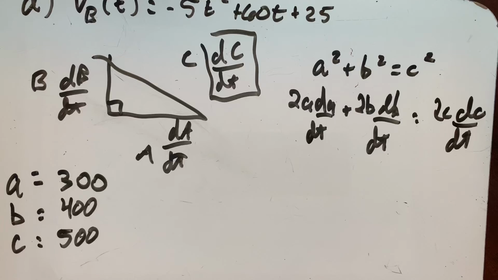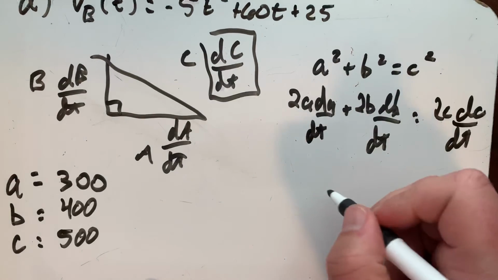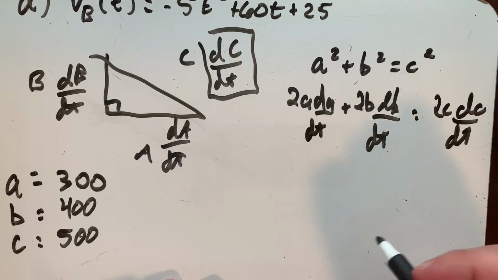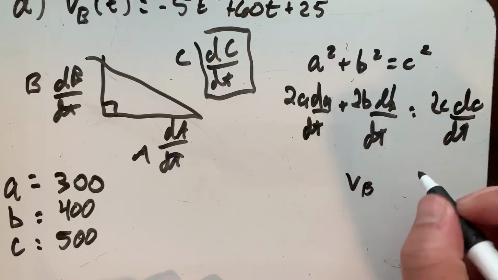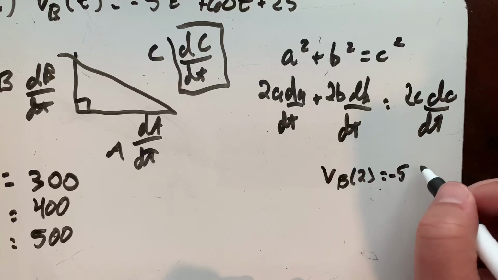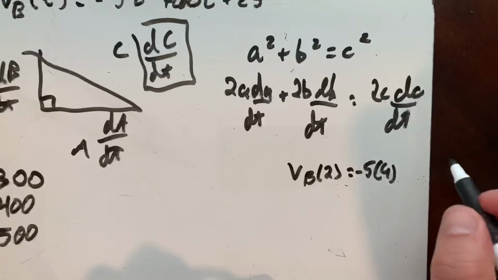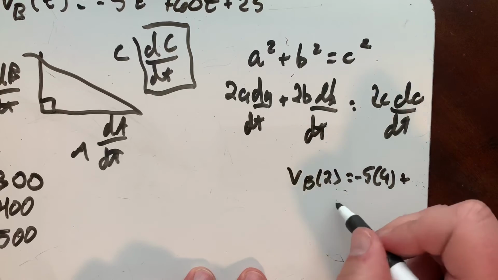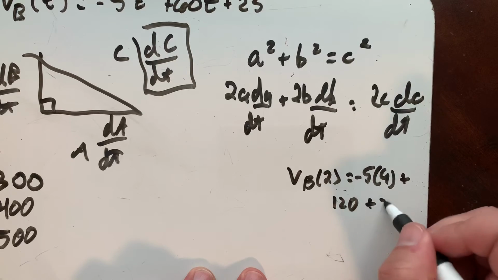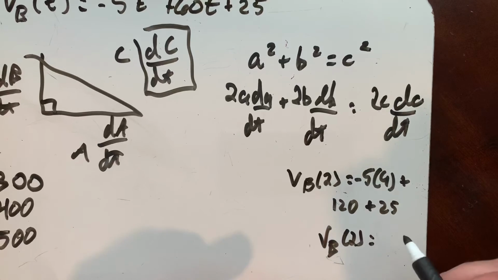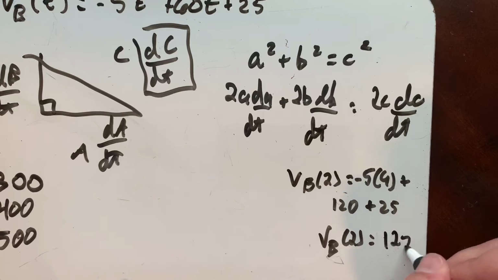Okay. So let's plug in 2, is it 2 or 5? 2. So let's plug a 2 into v_B(2). So that's going to be negative 5 times 4, plus 60 times 2 gives me 120, plus 25. So our v_B, our velocity at 2, is going to end up being 125.